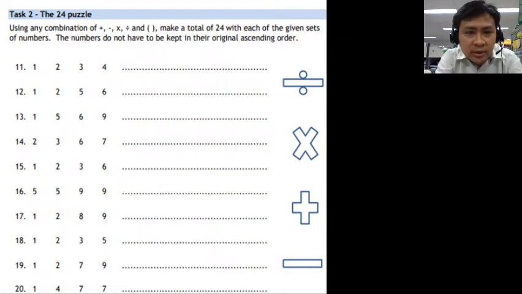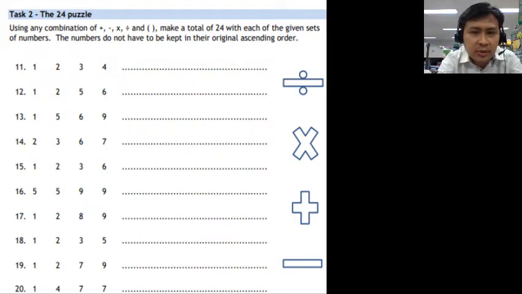Alright, for this last task in your blended learning, we are supposed to complete the 24 puzzle. So what does this mean? Over here again you see sets of numbers, and what we are supposed to do now is use plus, minus, times, divide and brackets to make a combination of 24.